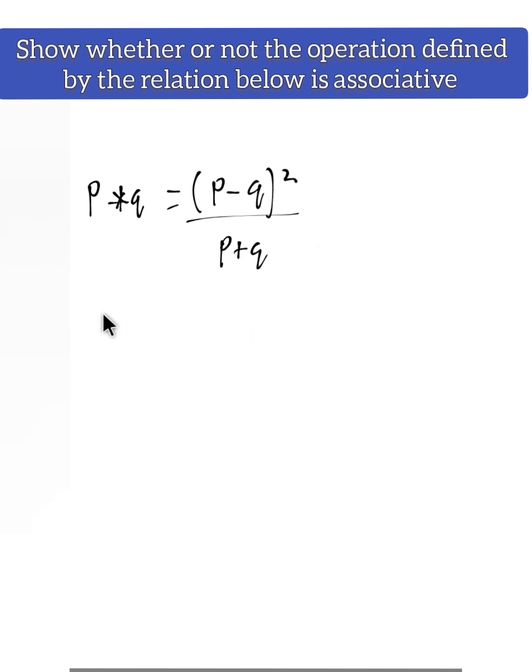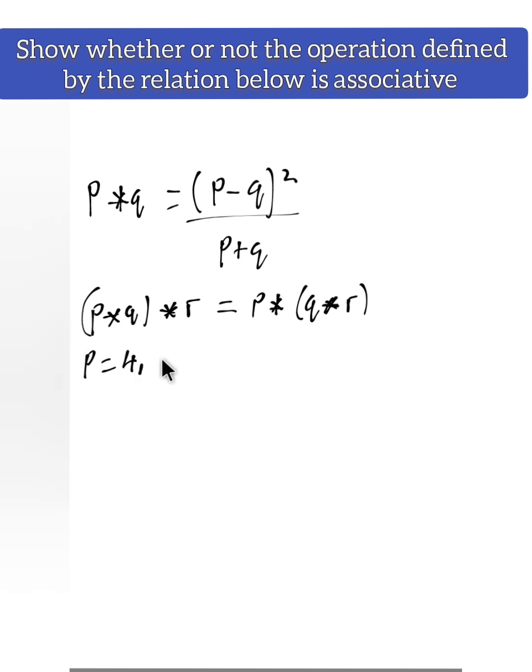So to solve this, recall that a relation has to be associative when (P operation Q) operation R is the same as P operation (Q operation R). Now when this condition is true, then it is associative. So now let's use values for P, Q, and R. Let P be equal to 4, Q be equal to 2, and R be equal to 3. So we're going to solve for this part of the equation. We'll also solve for this other part of the equation, and if they are the same, then it is associative.